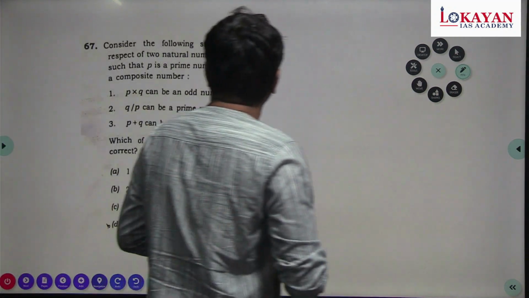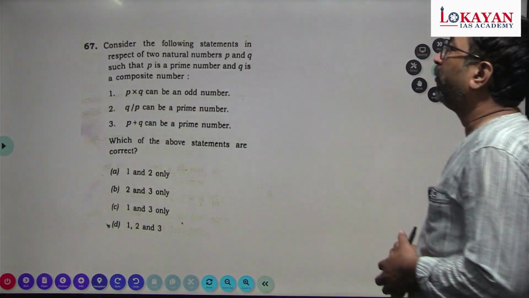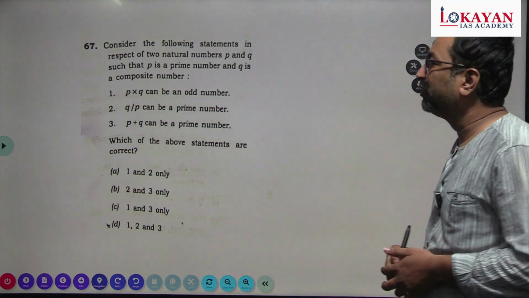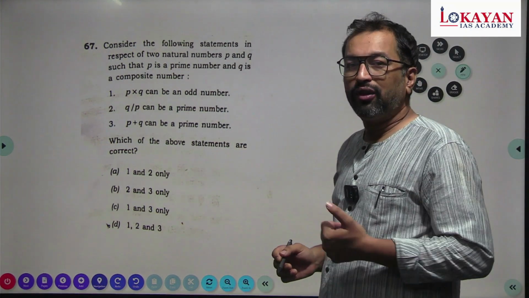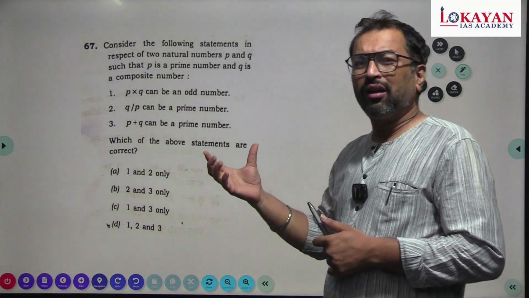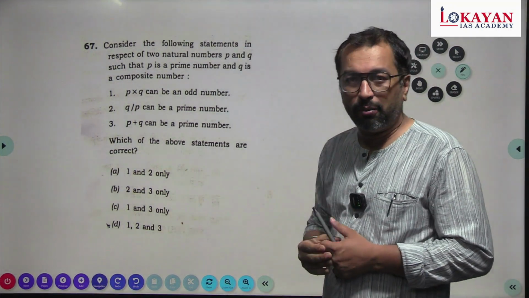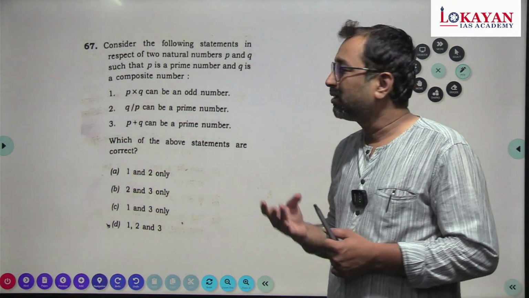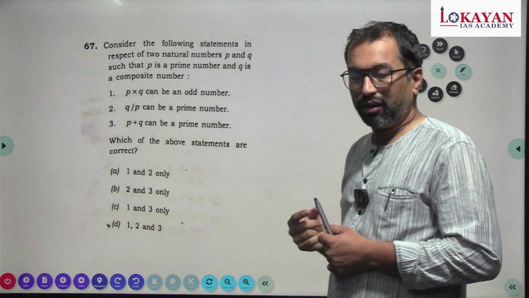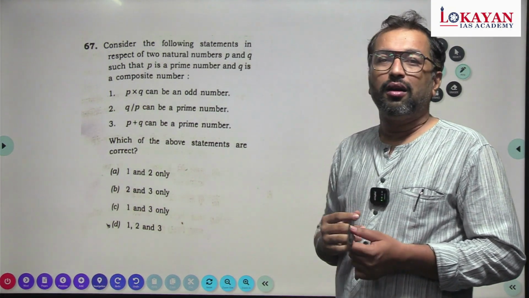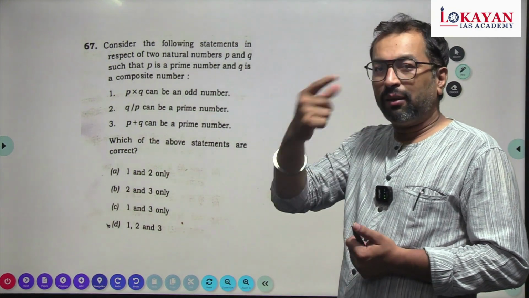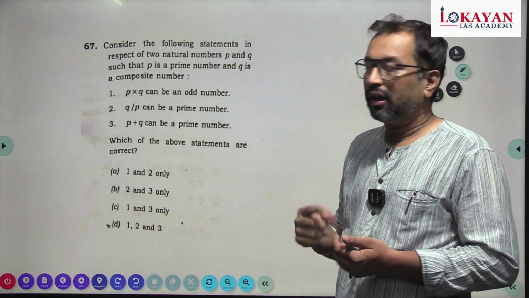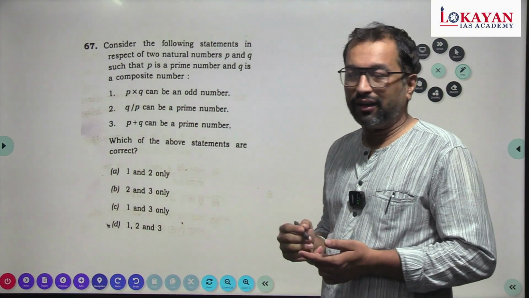Consider the following statements in respect of two natural numbers p and q such that p is a prime number and q is a composite number. Now, this is another classification of numbers. What is a prime number and what is a composite number? A prime number is that number which can be divided only by that number itself or one, so it doesn't have any other factors.